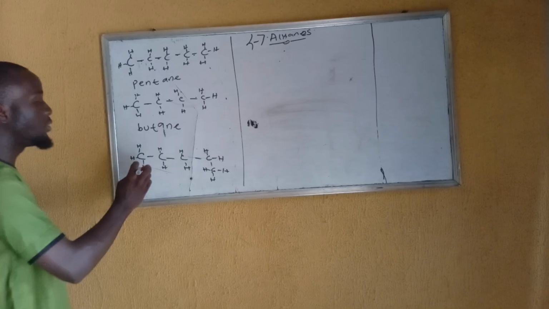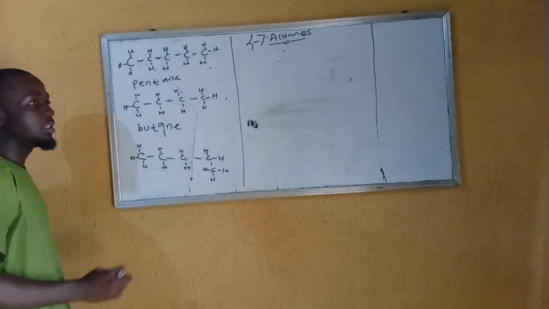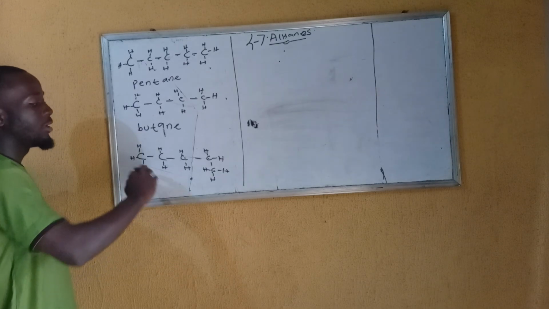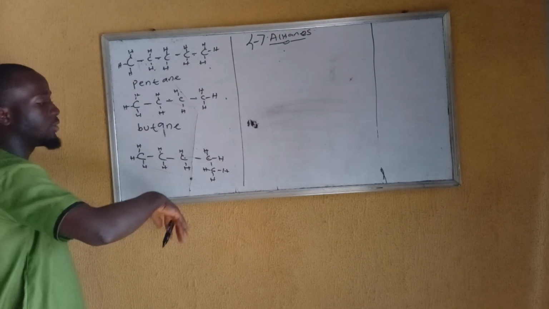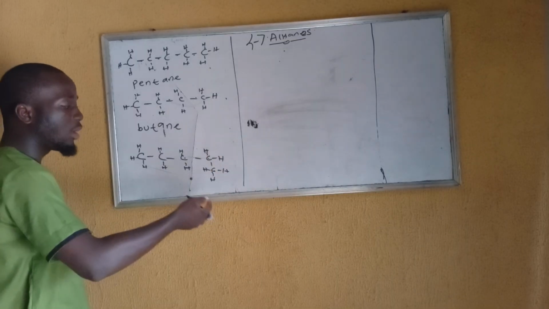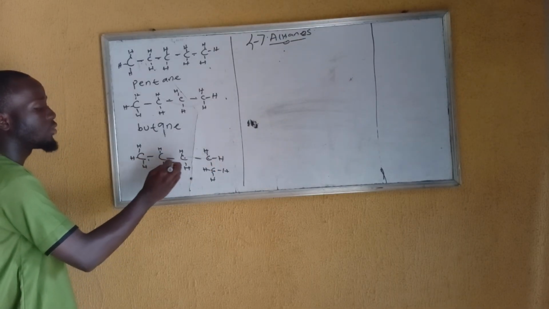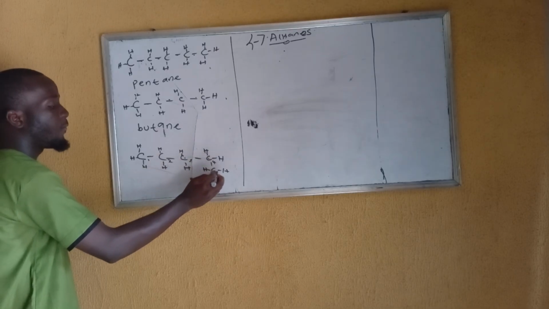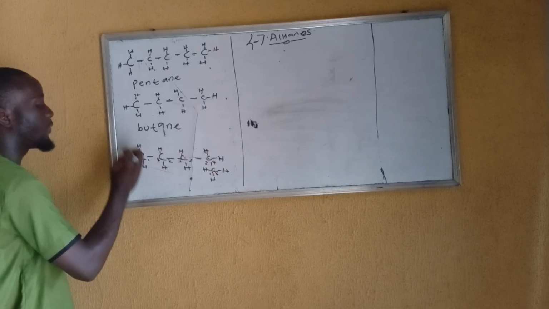So we count it, we don't just say 1, 2, 3, 4. No, don't count it like that. Since the entire compound is in, the all the carbon can be in a branch form. You can count it like this, 1, 2, 3, 4, 5. Or start from there, 1, 2, 3, 4, 5.